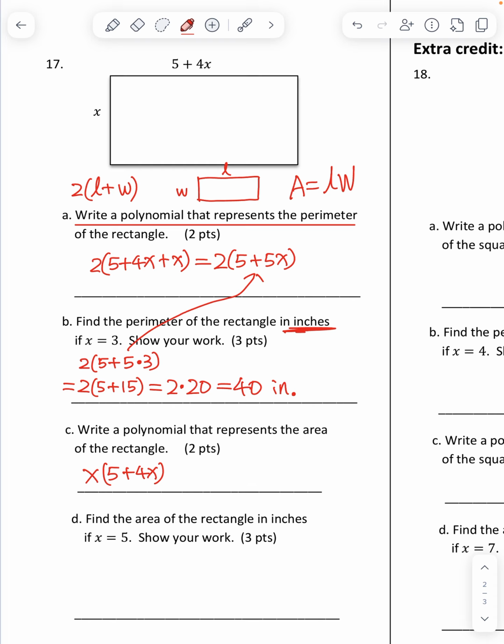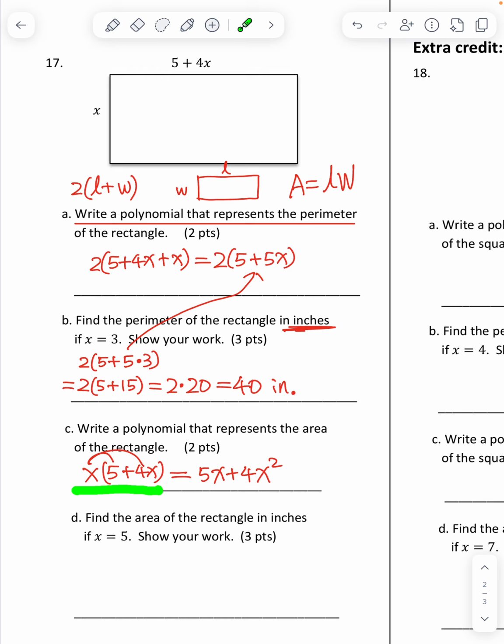If you want to simplify, x times 5, that's 5x. x times 4x, that's 4x squared. Either form, if you want to just leave it like this, it's fine. But this is a polynomial multiplication. So this one is better. This one is a polynomial, right? This one is the correct answer, in fact.